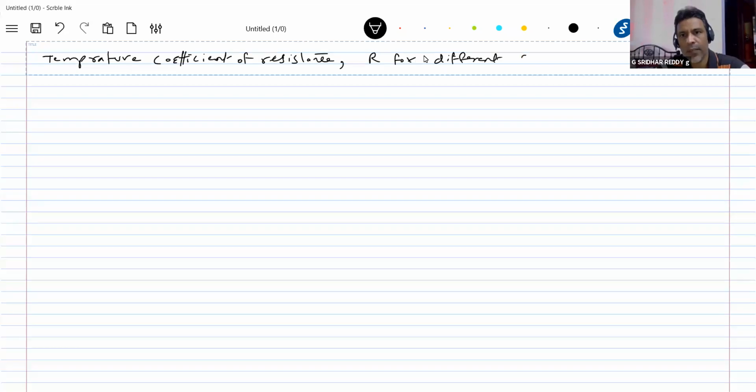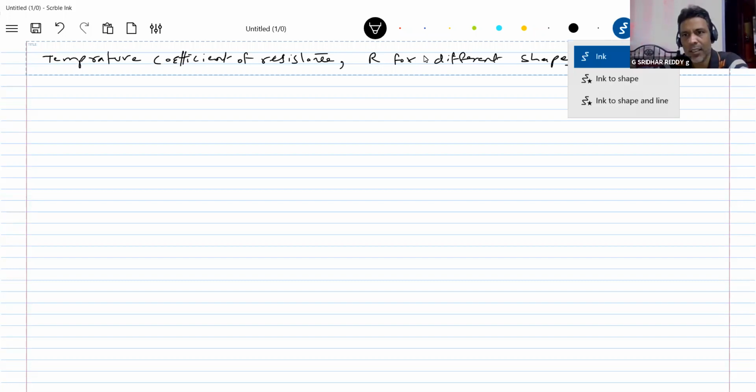So first, the topic will be temperature coefficient of resistance, then R for different shapes. So these things we will try to work out.